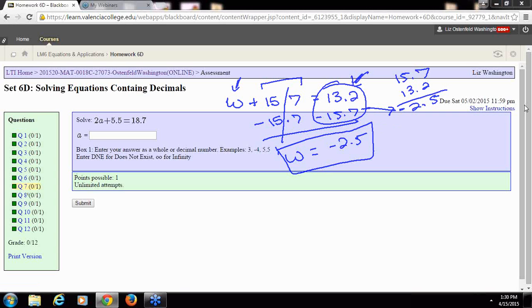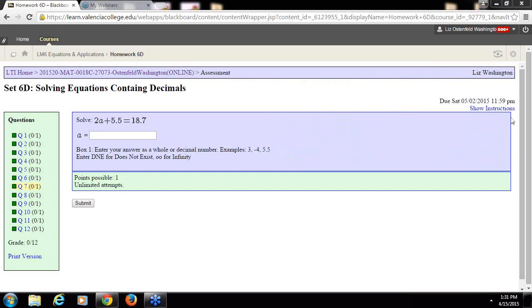And we'll just do one more and then we'll move on because this is all about doing the same exact process we just did with whole numbers, but also doing it with decimals. Okay, where's my pen? Here we go. So I have 2a plus 5.5 equals 18.7.